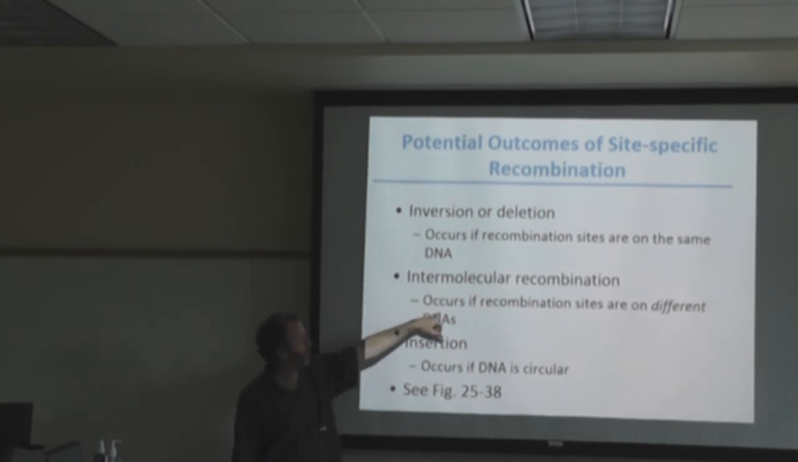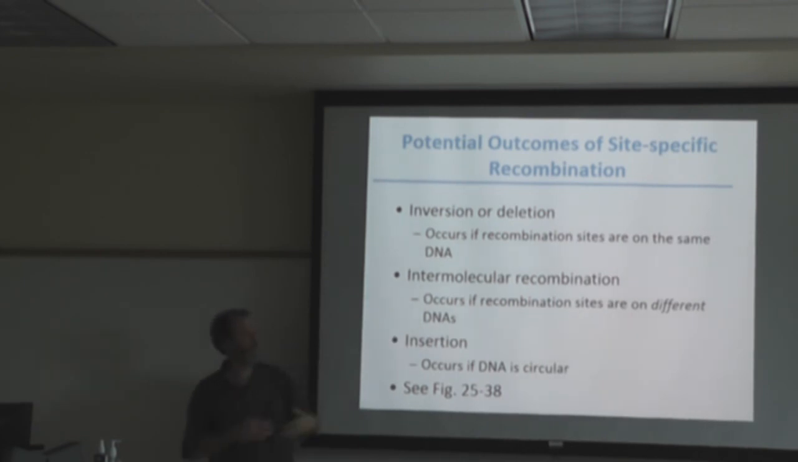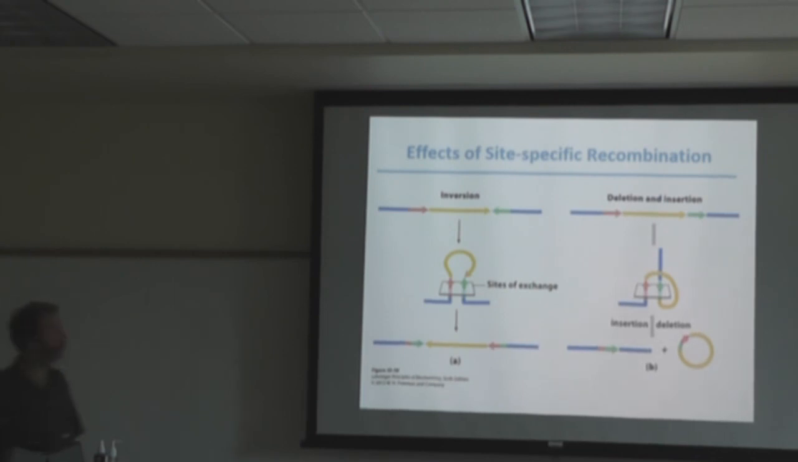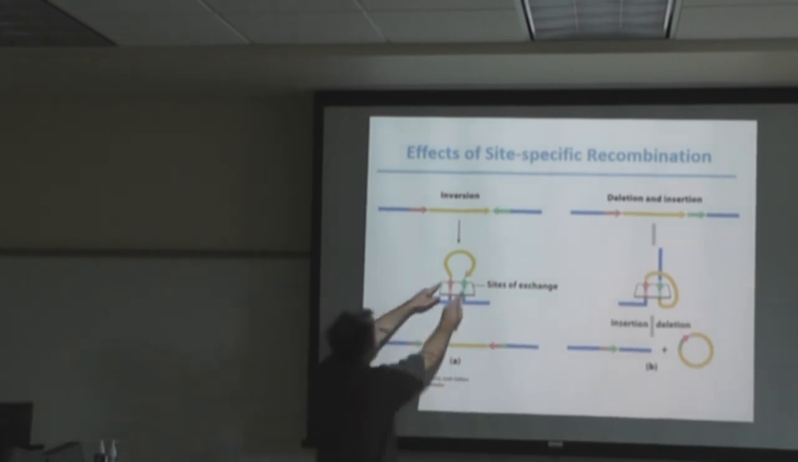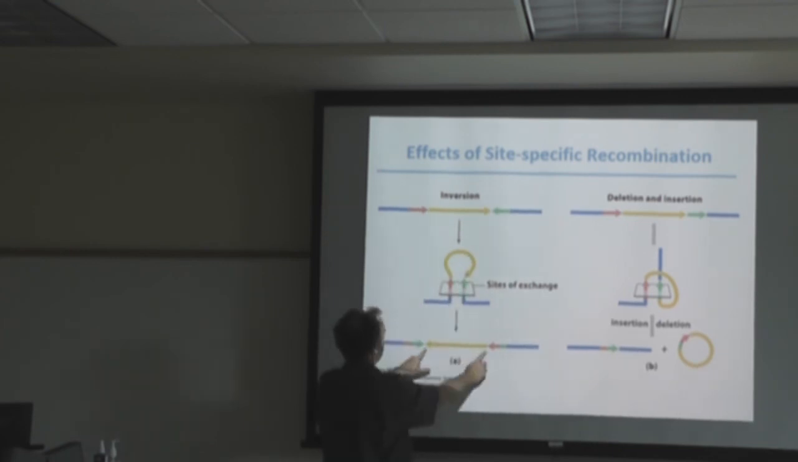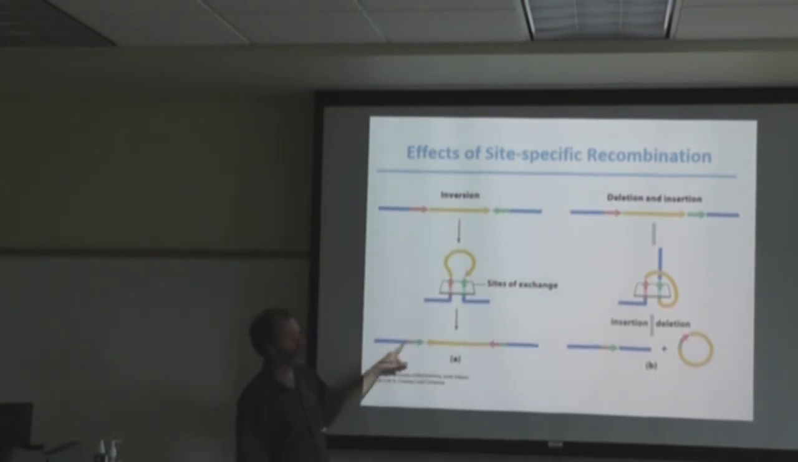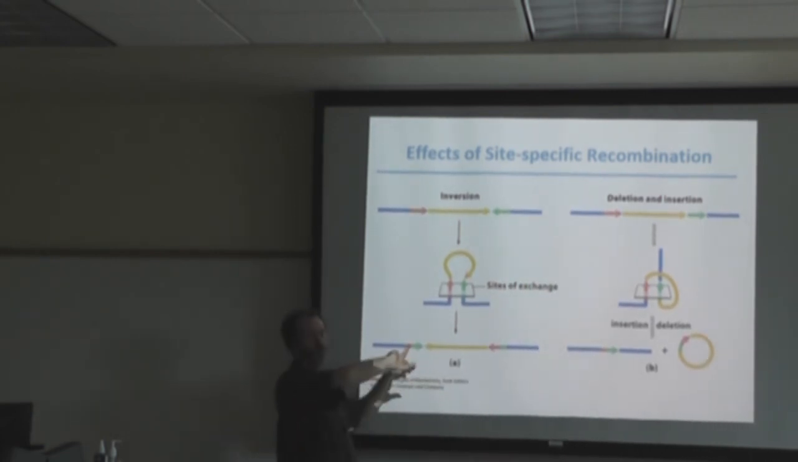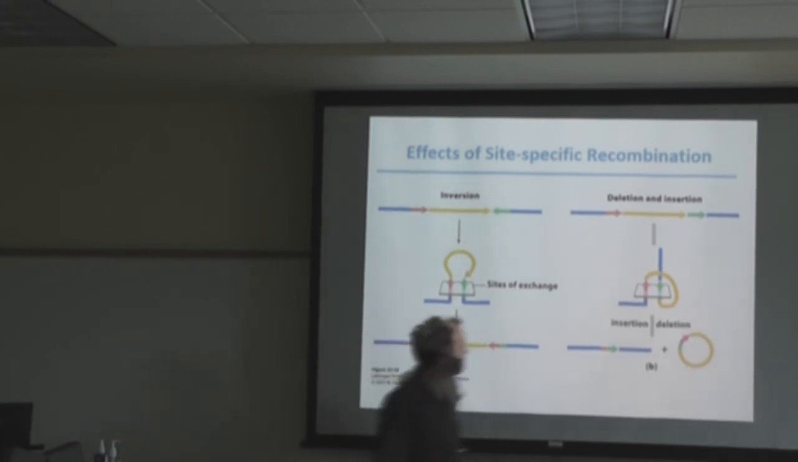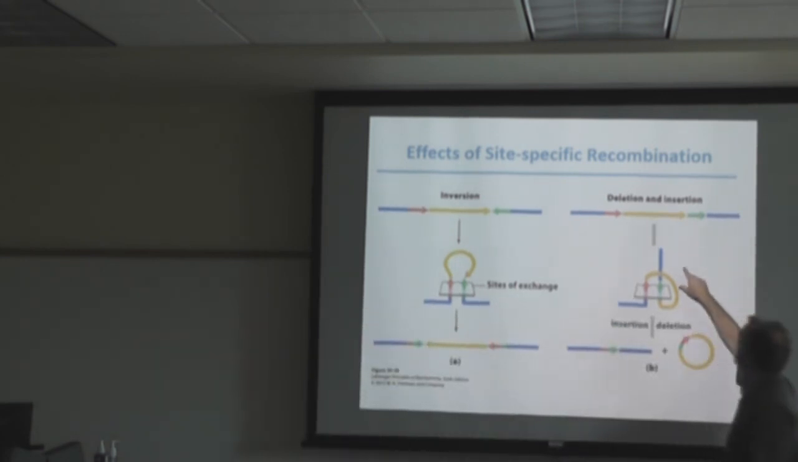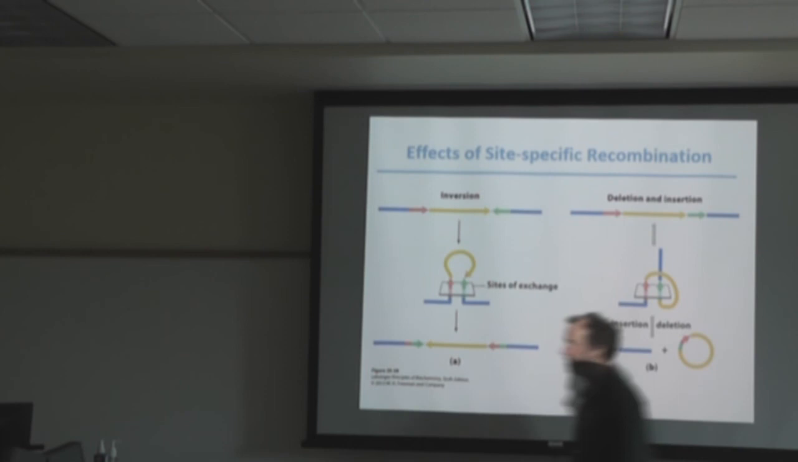Intermolecular recombination occurs if the recombination sites are on different DNAs, and you can have insertion if you have circular DNA, which can insert like a new gene. And this shows you pictures of how you would get that. With inversion, you just flip this sequence around, which can be bad if you have, like, a promoter here. It'll read that DNA sequence in reverse and be something completely different. With deletion and insertion, you can delete this and insert it into a different chromosome where you deleted a whole sequence.